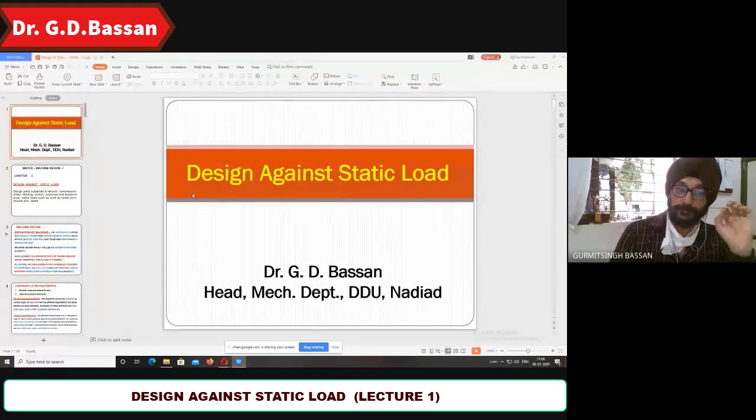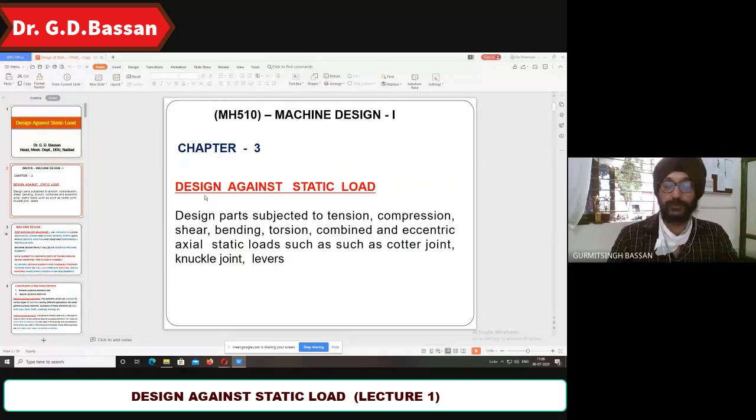Now, before starting with machine design, let me tell you which chapter I'm going to deliver for a couple of days. That is Chapter 3, Design Against Static Load. Now, what do we mean by static load? Static load means the load which doesn't change its magnitude and direction with respect to time.